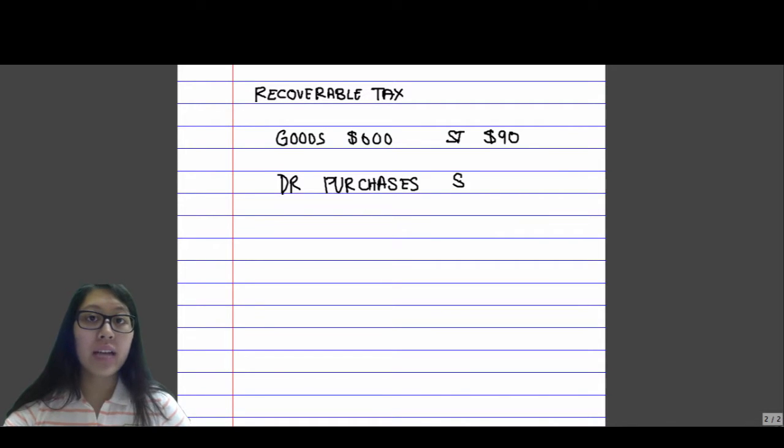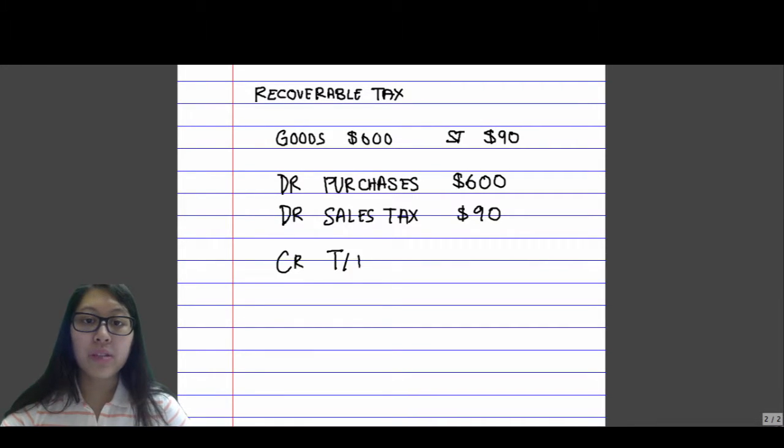Now, what happened to the tax amount? That is going to be recorded separately over here. So we're going to debit our sales tax account to show that we have incurred input tax of $90. And the final credit figure will be the trade payables account by $690. This reflects that we are going to owe the whole amount to our supplier. So the same thing will apply if we're incurring output tax.